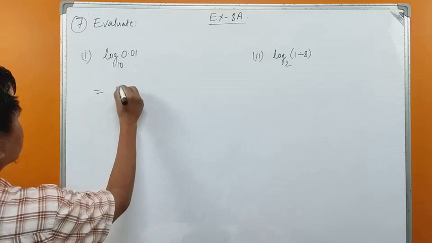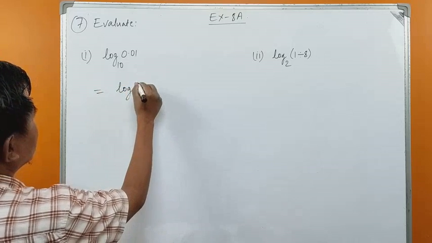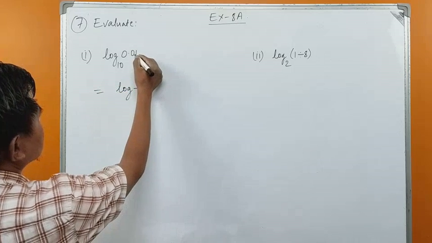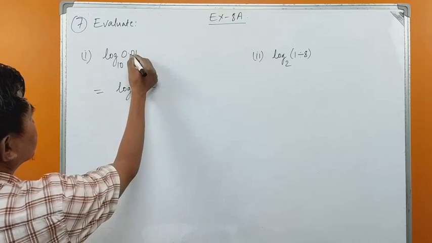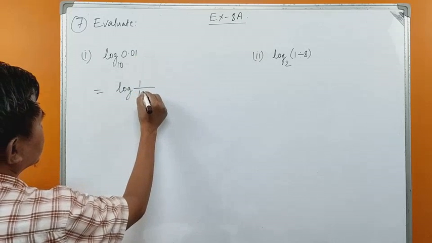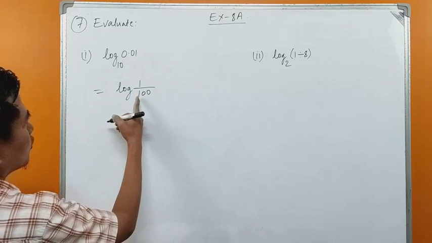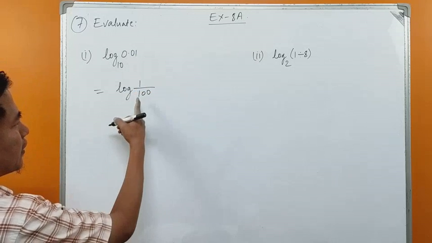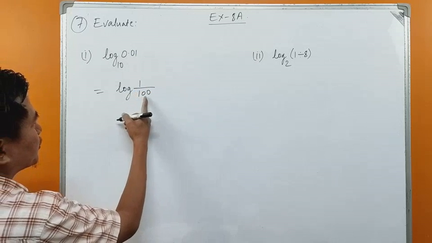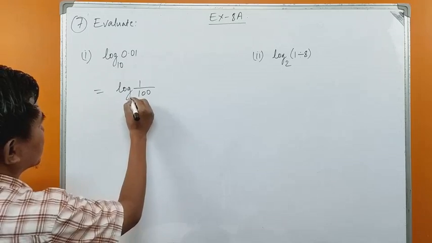This can be written as log 1 upon... there is a decimal point before 2 digits, isn't it? So we write 2 zeros. 1 is already in the denominator, so we put 2 zeros, okay, to the base 10.